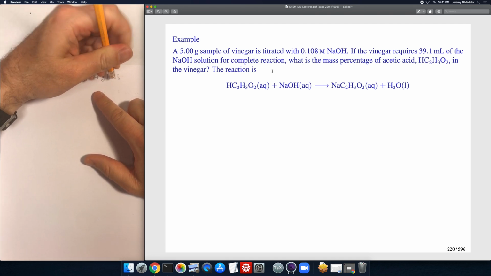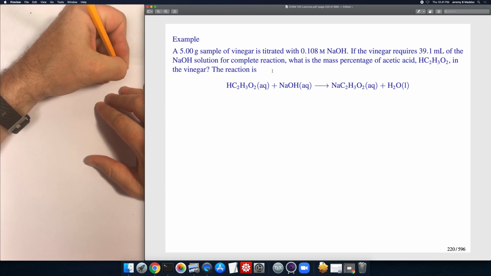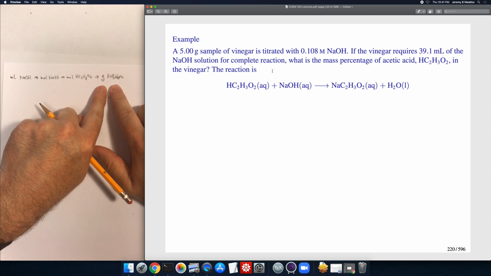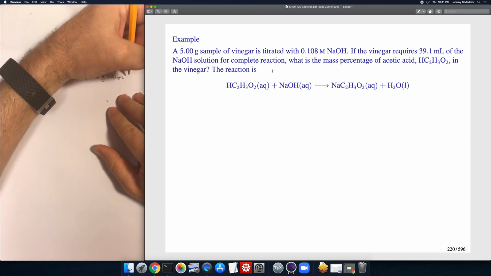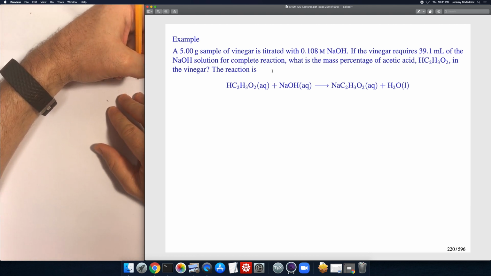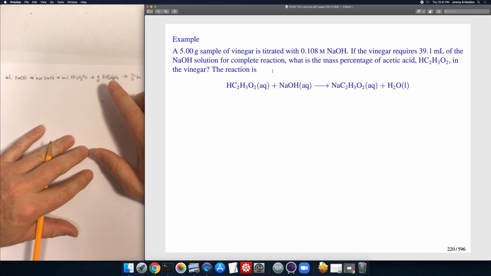Too many hydrogens there. C2H3O2. Okay, so this is going to give us the grams of the acetic acid in that 5-gram sample. And from there, we can calculate the percent by mass of acetic acid. So we can take the grams that we calculate here, divide it by the 5-gram sample, and then multiply by 100.